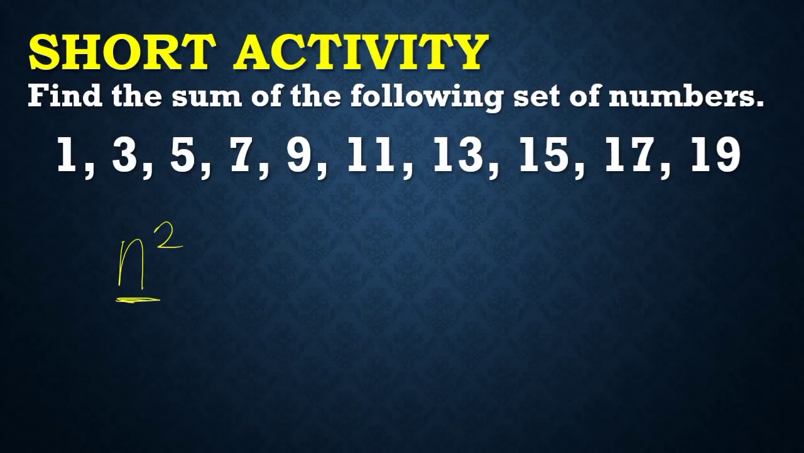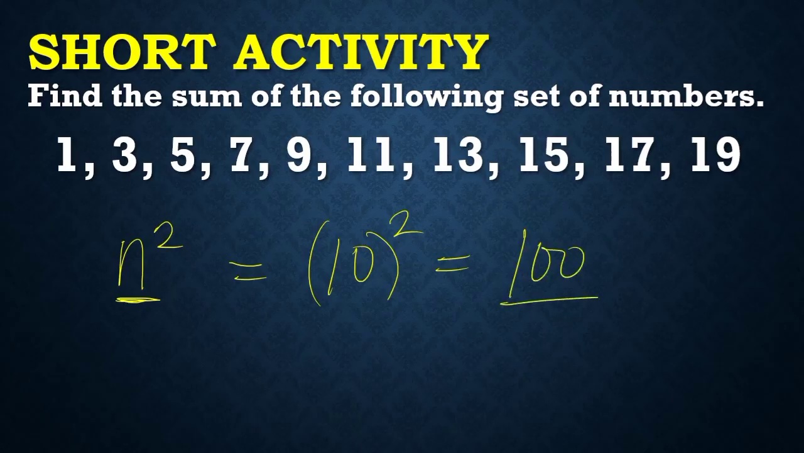N is yung bilang ng numbers na nakalista. Ang bilang ng numbers na nakalista ay 10. I-square lang natin yun. Ibig sabihin ng square, i-multiply natin yung 10 sa sarili niya, or i-raise natin yung 10 sa 2. So, 10 times 10 or 10 squared, that is 100. Again, if we add 1 up to 19, ang sagot natin is 100. You can check it kung 100 nga talaga. Kung hindi kayo naniniwala, i-check nyo na lang sa inyong sarili.